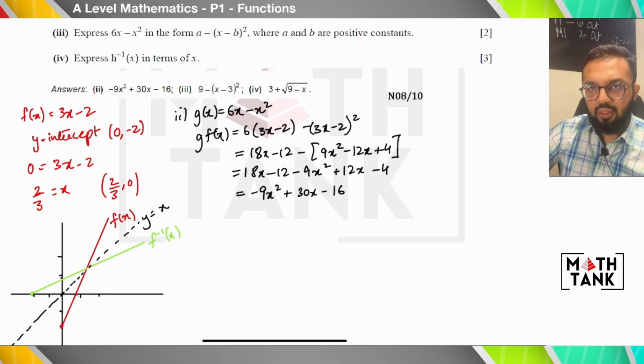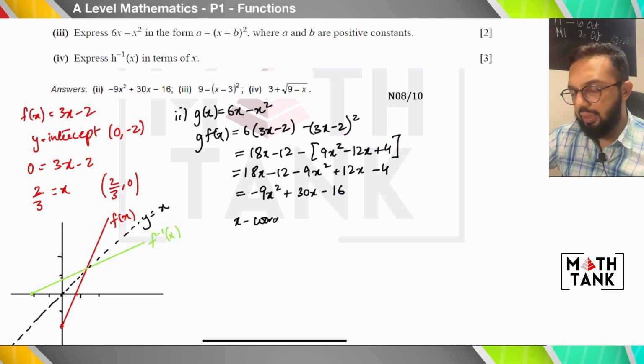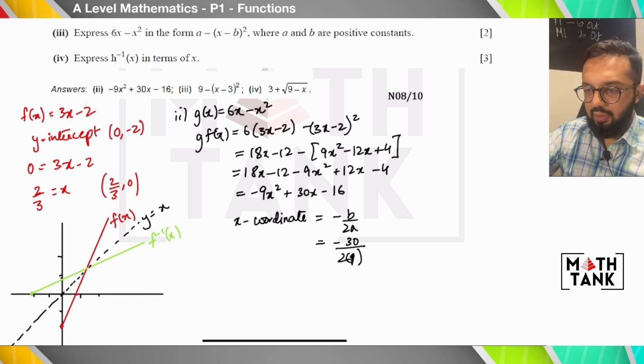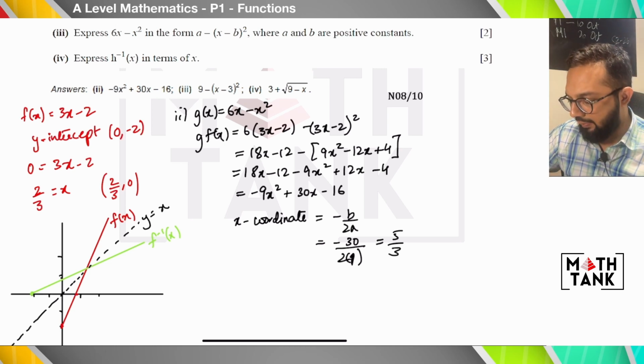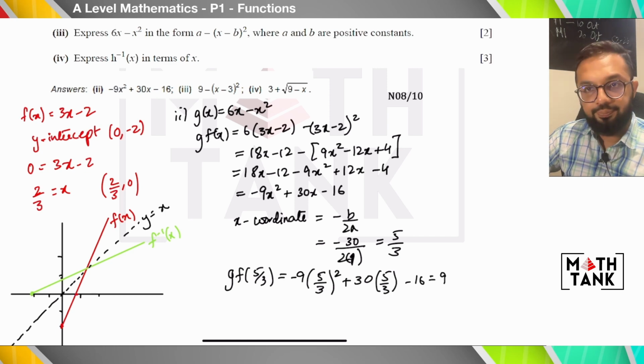I want to find the turning point. Again, I've written this before. The x coordinate of the turning point is basically minus b over 2a. So minus 30 over 2 times minus 9. 30 divided by 18 is 5 over 3. So I get 5 over 3 as the x coordinate. I can calculate gf of 5 over 3, and that should give me 9, which is what I wanted to prove, that the maximum value, the turning point in this case, equals 9.